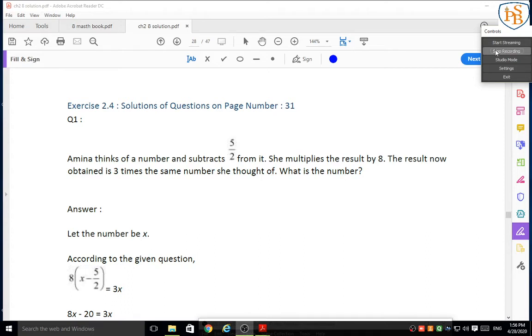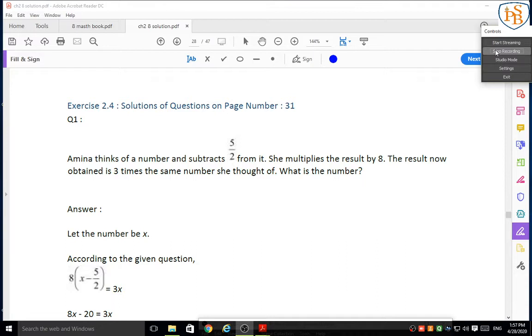Hello, 8th standard student. We are already studying our second chapter of mathematics, that is linear equations in one variable. In the first video we studied how to recognize linear equations. In the second video we solved word problems related to linear equations. In the third video we solved equations having variables on both sides. And now in this video we are going to solve some more application or word problems related to equations having variables on both sides.